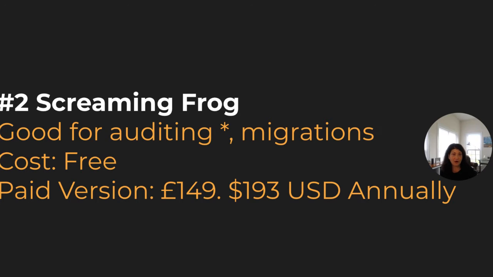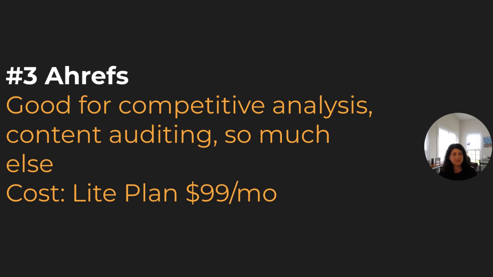Number two is Screaming Frog. Screaming Frog is one of my favorite tools. Great for auditing, good for migrations, really, really helpful for migrations. If you've got a staging platform, you can set it up there and get a lot of your auditing done. There's two levels, so you can do a free version, but you're not going to be able to do more than, I think it's 500 URLs. And there are a lot of advanced features that you get with the paid version. Paid version is 149 pounds or $193 USD annually. But as I said, it's a really great functional tool, great for technical audits and for migrations.